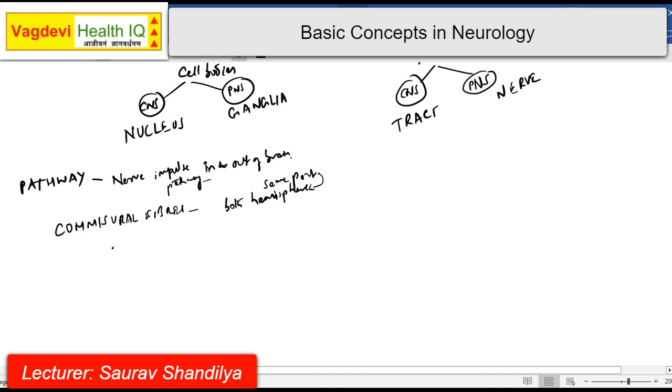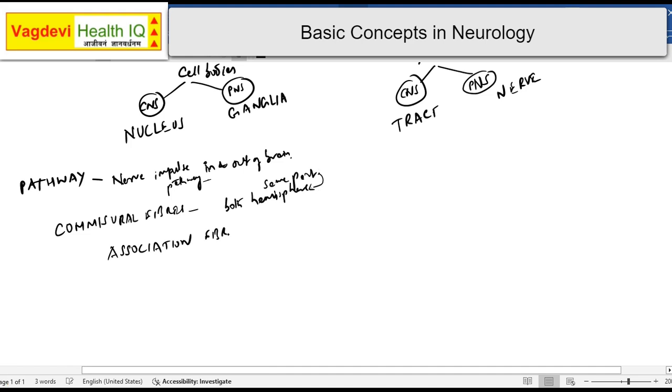Then we discussed the association fibers, isn't it? Association fiber is what, which connects the fibers anteriorly to posteriorly, AP or PA, right?